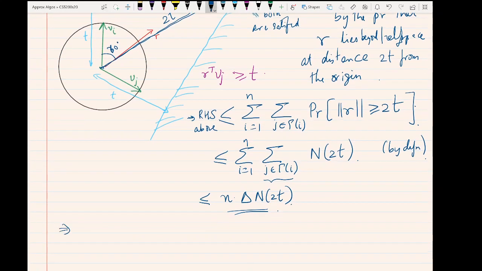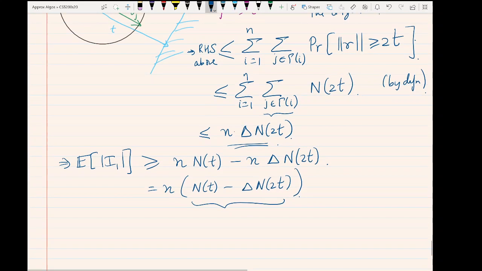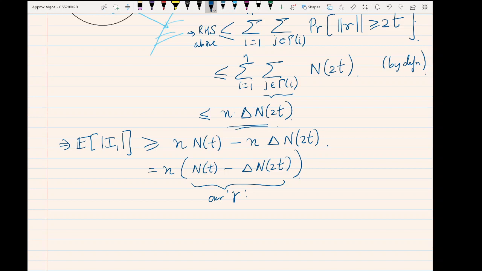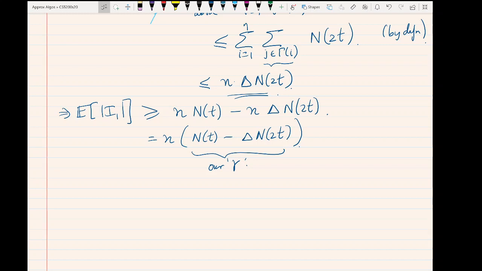So this implies that the expected size of the independent set that we output is at least n times n of t minus n times delta n of 2t. Again, delta is the maximum degree in the graph. I've just pulled the n out. So this is our factor gamma, which is the expected size of the independent set. Okay, because we wanted an independent set of size at least gamma times n. Now, how do we estimate this quantity or prove a lower bound on it? We use the bounds on n of t that we had defined earlier.